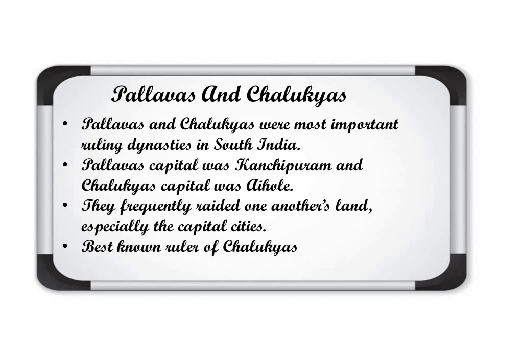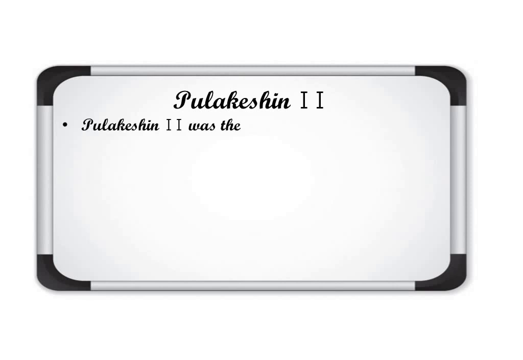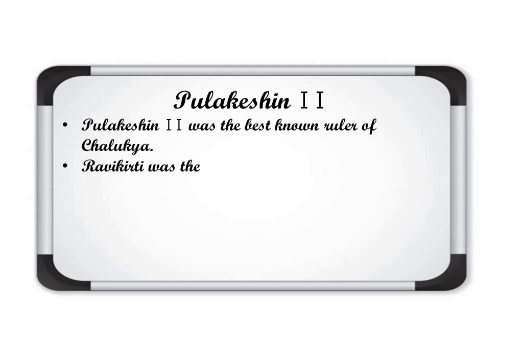The best known ruler of the Chalukyas was Pulkesin II. Out of both these two dynasties, the most famous ruler was Pulkesin II, and he was from the Chalukya dynasty. Clear? Now let's discuss him also. Pulkesin II was the best known ruler of the Chalukyas. Clear? And the different battles he fought and the achievements he got.